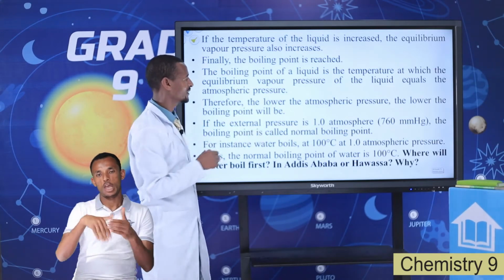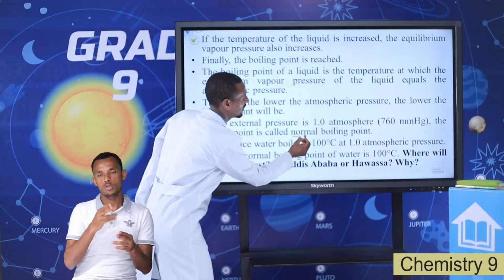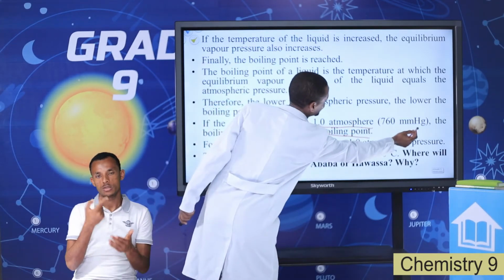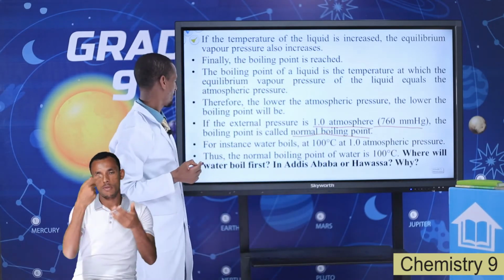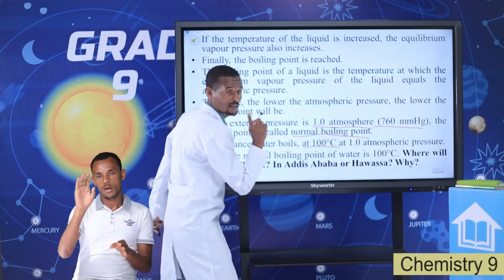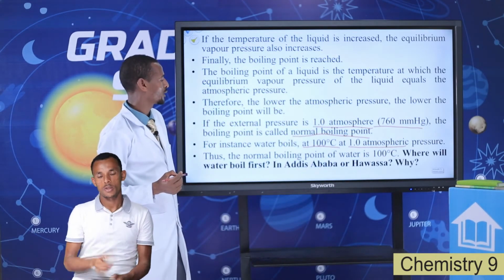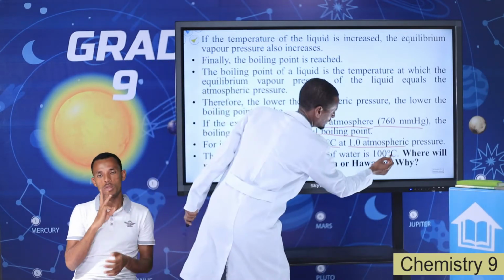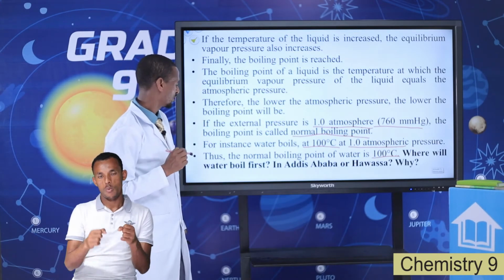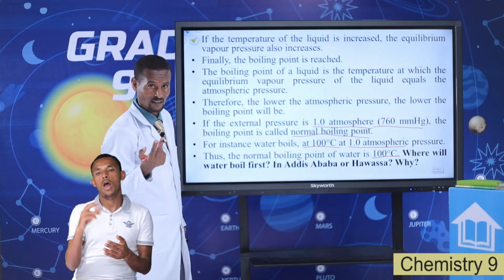If the external pressure is 1 atmosphere or 760 millimeters of mercury, the boiling point is called the normal boiling point. For instance, water boils at 100 degrees Celsius when the pressure is 1 atmosphere, okay? Thus, the normal boiling point of water is 100 degrees Celsius. So, where will water boil first, in Addis or Awasa? Why? Try to answer this question.